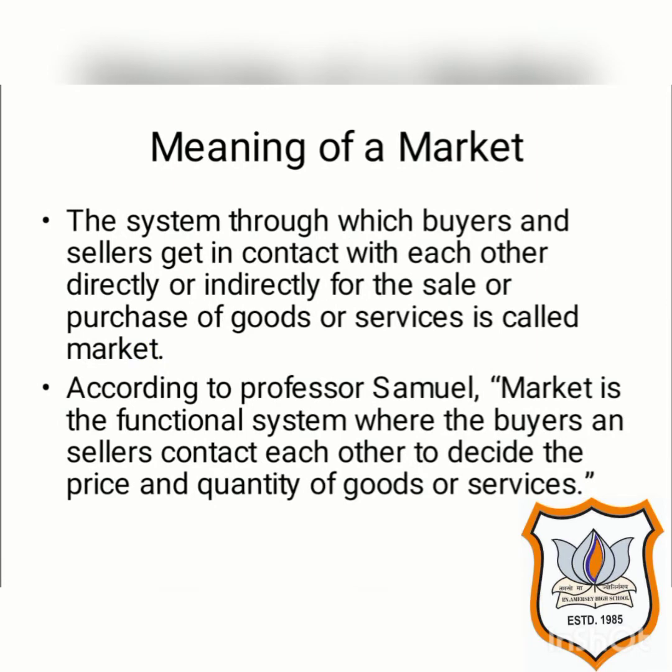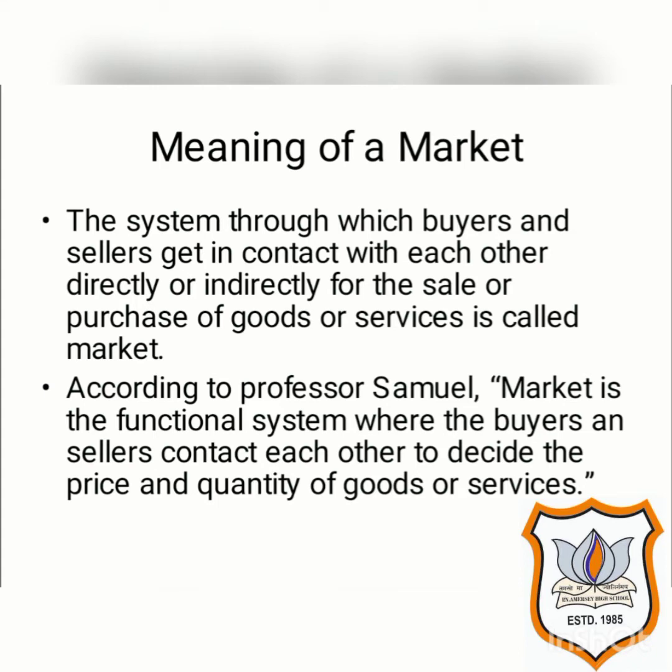So, the system through which the buyers and sellers get in contact with each other directly or indirectly for the sale or purchase of goods or services is called market. That means market is a system where buyers and sellers can come into contact with each other. This contact can be either direct or indirect. And why do they come into contact with each other? So as to buy as well as sell goods or services.